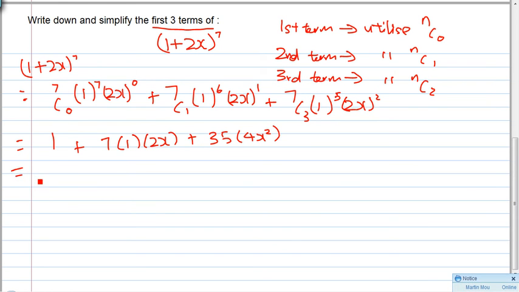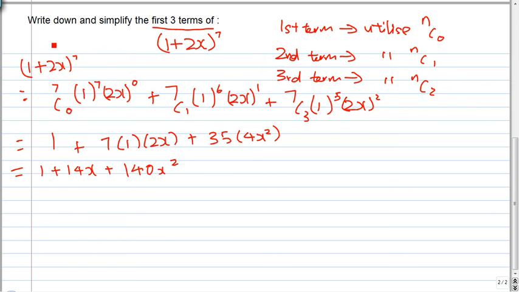So what have we here? You've got 1 plus 14x plus 35 times 4, which is 140x squared. So let me just check, just to make sure.